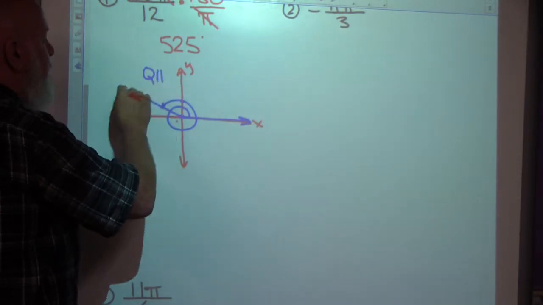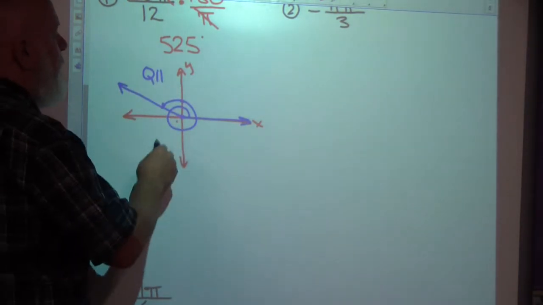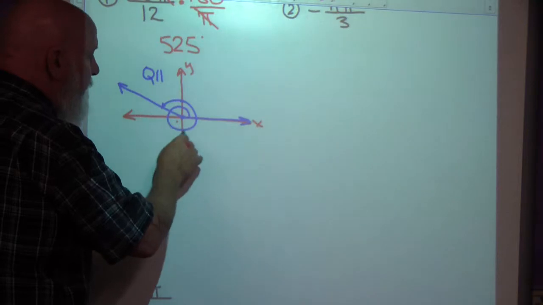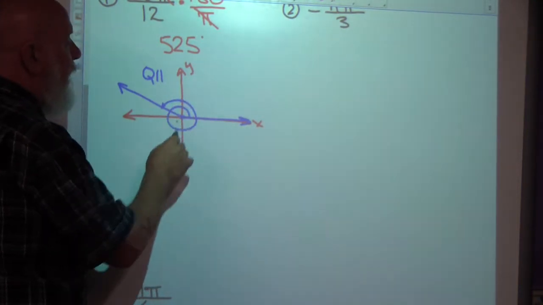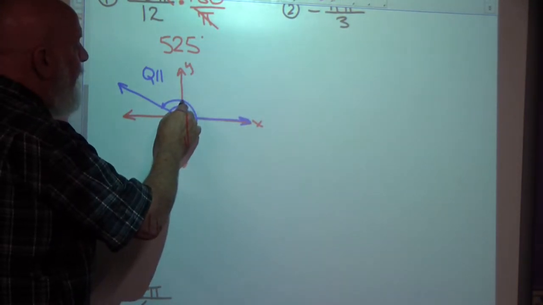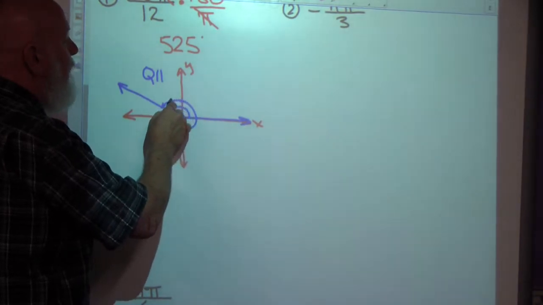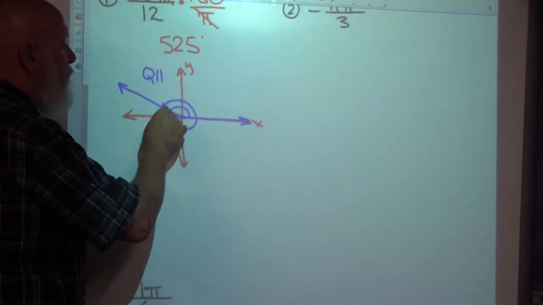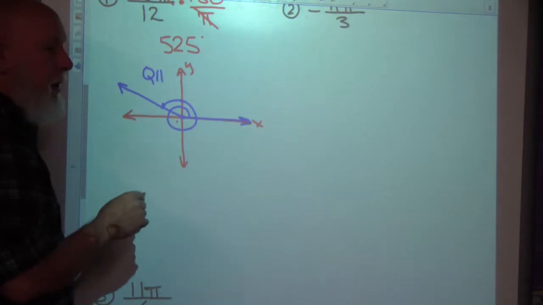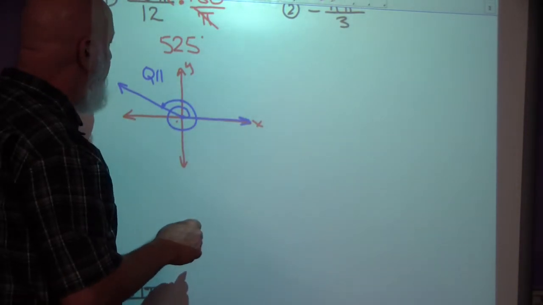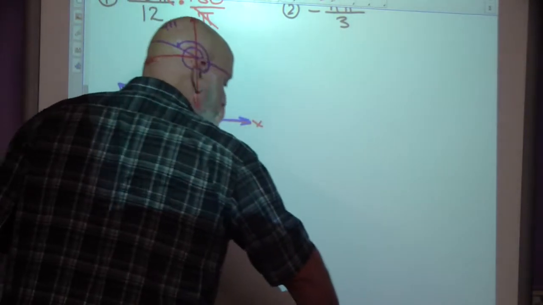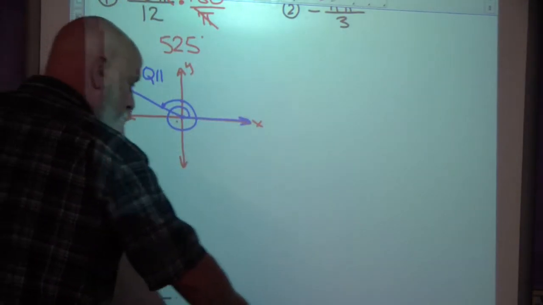That's a very rough sketch, but what I did was rotate 360 degrees, add another 90, which took me to 450, and if I went another 90, that would take me to 540. So I stopped shy of 540, which puts me in quadrant 2, okay? So quadrant 2 is my answer.